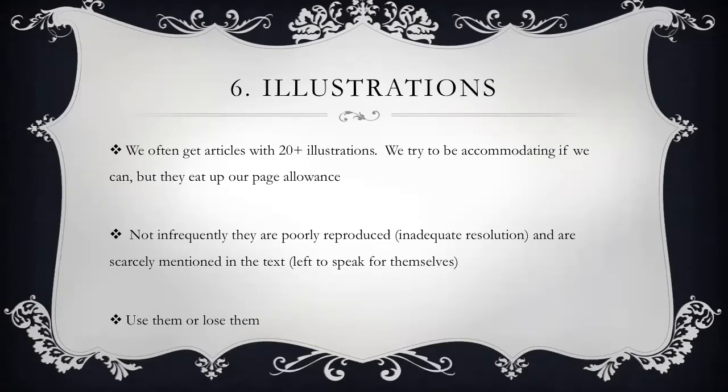They're okay if they actually are doing something. But frequently, they're not mentioned in the text, or scarcely mentioned in the text, and left to speak for themselves, maybe with a caption. Or they're poorly reproduced, the resolution is a poor one. We say 300 dpi as a limit. Sometimes they come in at 28. If we allow people to use illustrations at that poor level of resolution, they will look like nothing in the journal. So please do try to keep your illustrations at a decent level of resolution.